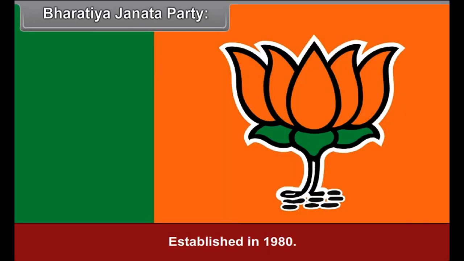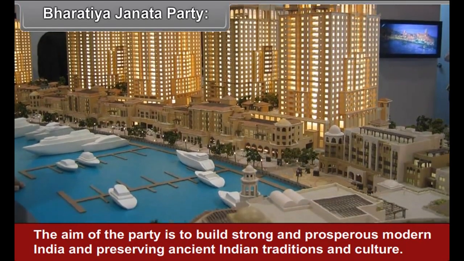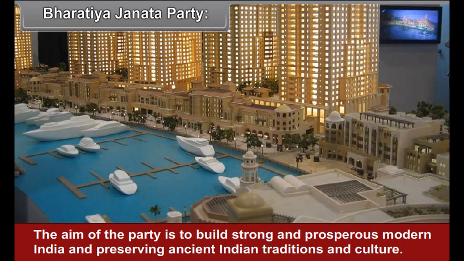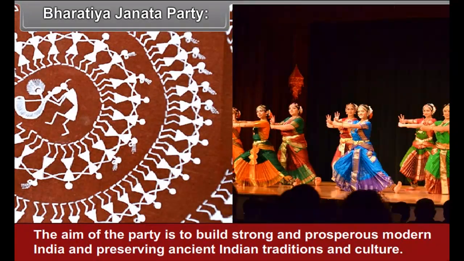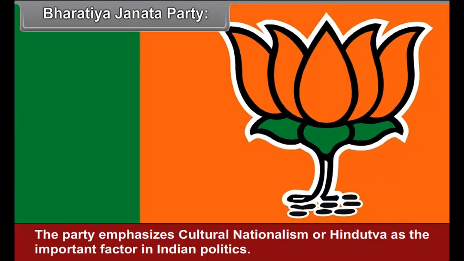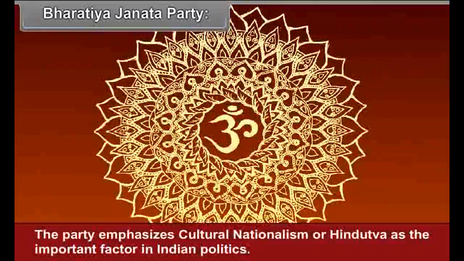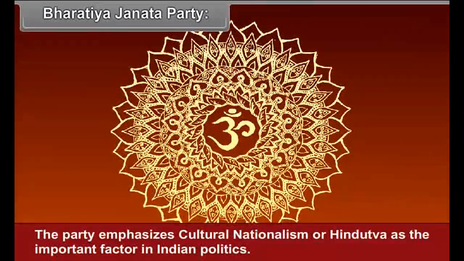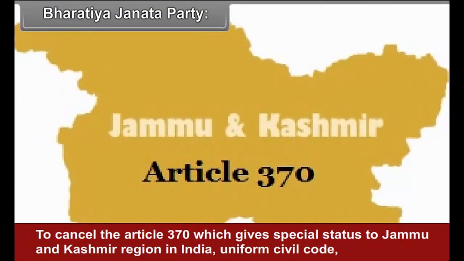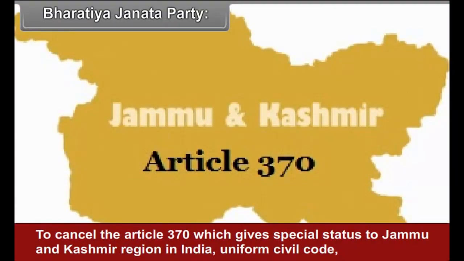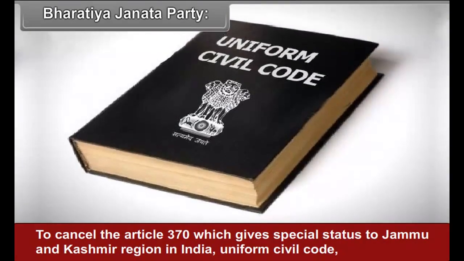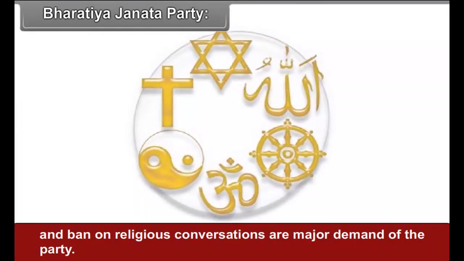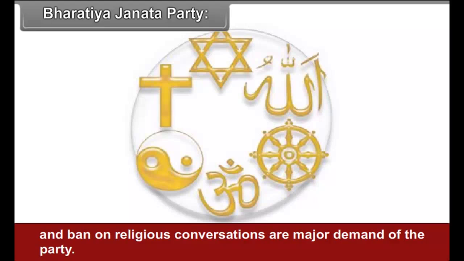Bharatiya Janata Party, established in 1980. The aim of the party is to build a strong and prosperous modern India and preserve ancient Indian traditions and culture. The party emphasizes cultural nationalism or Hindutva as the important factor in Indian politics. To cancel Article 370, which gives special status to the Jammu and Kashmir region in India, Uniform Civil Code and a ban on religious conversions are major demands of the party.